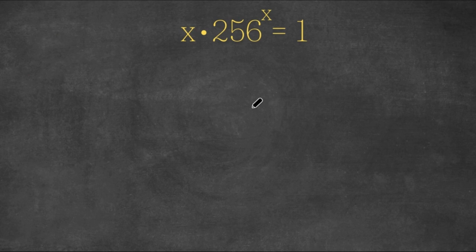In today's video, I'm going to be teaching you guys how to solve this exponential equation. So we have x times 256 to the power of x equals 1. Now what we're first going to do is get rid of this x on this side and move it to the other side. So how we're going to do that is we're going to divide both sides by x.